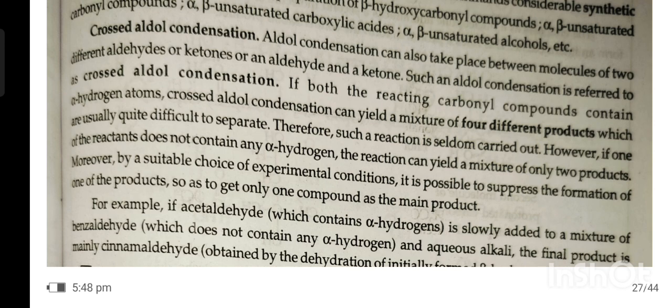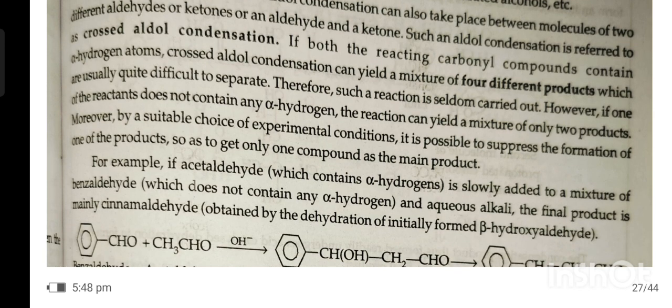However, if one of the reactants does not contain any alpha hydrogen, the reaction can yield a mixture of only two products. Moreover, by a suitable choice of experimental conditions, it is possible to suppress the formation of one of the products so as to get only one compound as the main product. For example, if acetaldehyde, which contains alpha hydrogen, is slowly added to a mixture of benzaldehyde, which does not contain any alpha hydrogen, and aqueous alkali, the final product is mainly cinnamaldehyde, obtained by dehydration of the initially formed beta-hydroxyaldehyde.